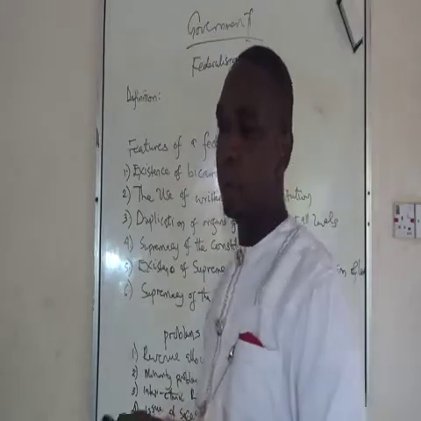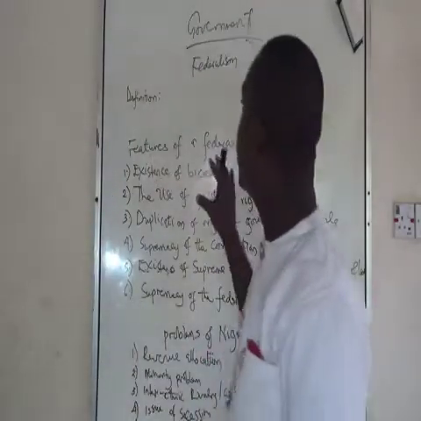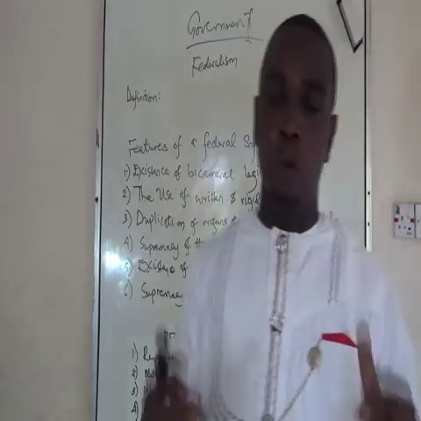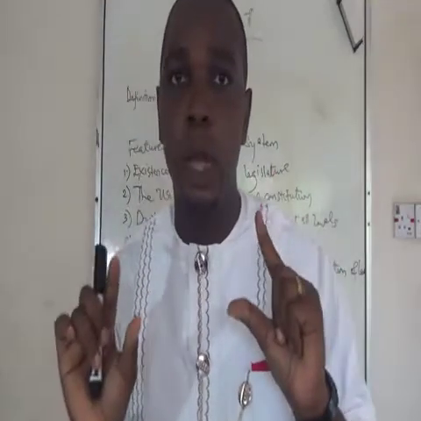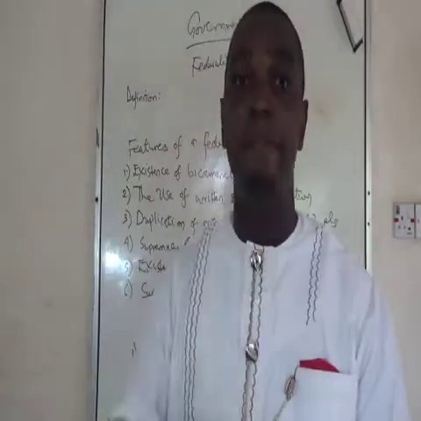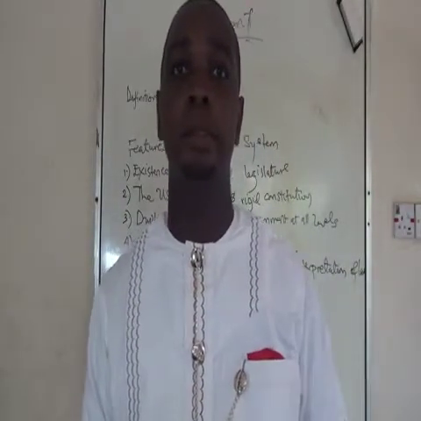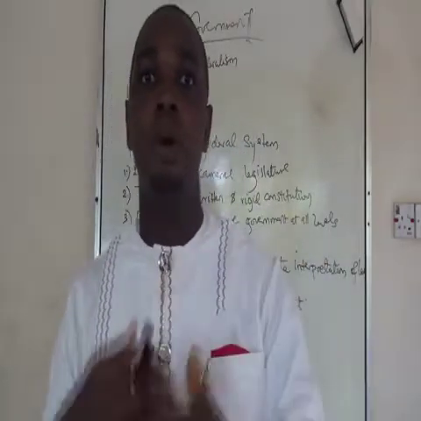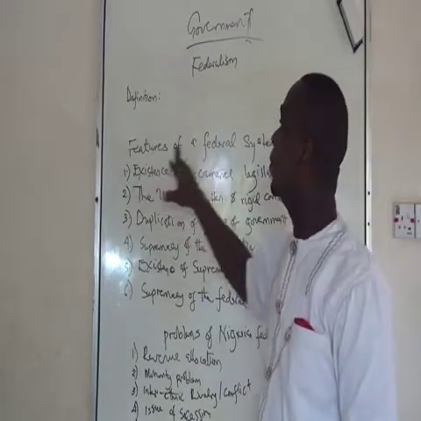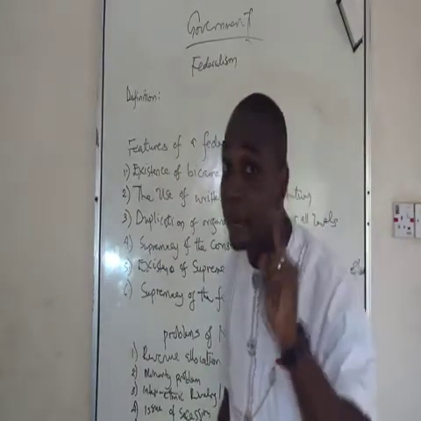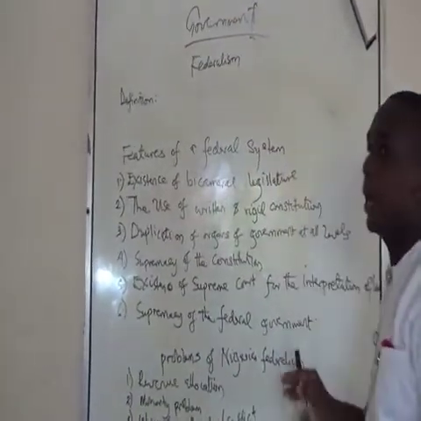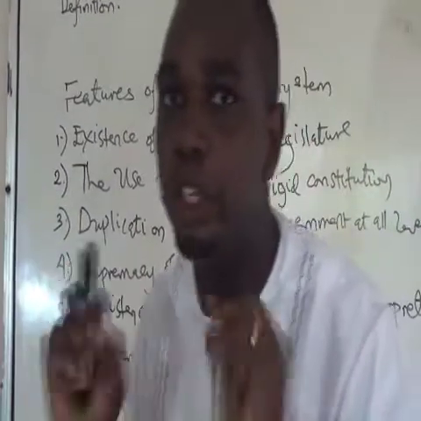Now, to move a step further, we are going to be looking at the features of a federal system. To be able to understand a particular concept, you must be able to highlight the definition, the features, and then the problems. In scholarly parlance, that is what we call conceptualization. Now, we are going to be looking at the features of a federal system, of which Nigeria is a typical example. You have, number one, existence of a bicameral legislature.